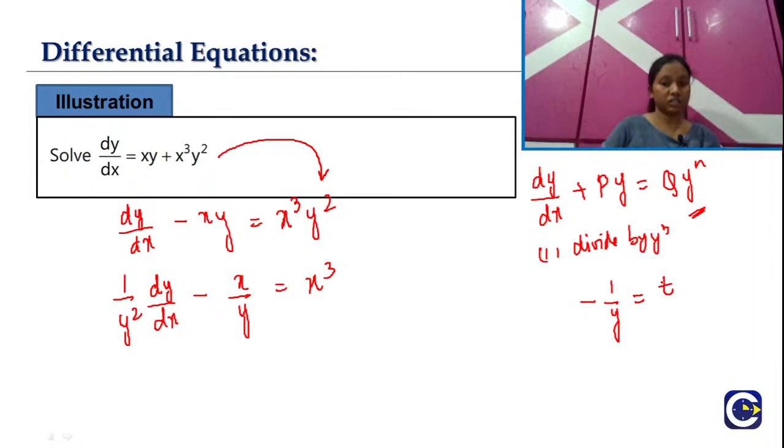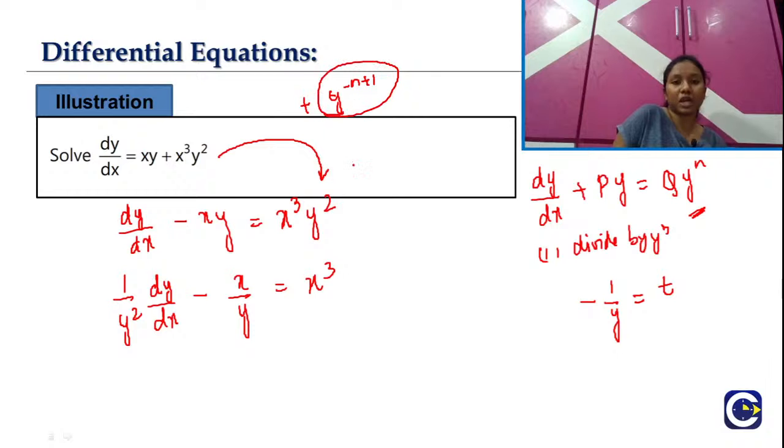So let's just call it t. Yes or no? So minus 1 by y will be the substitution, because in the previous case it will be y power minus n plus 1 something. So this turned out to be our substitution. In the same place here we are having minus 1 by y, so that will be the substitution t here. You can take t, v, anything, it's up to you. So let's do the substitution and quickly find the linear form of differential equation and then find the integrating factor for it.